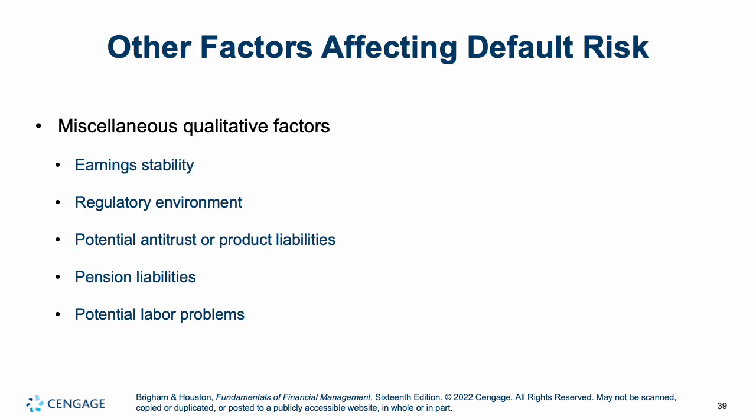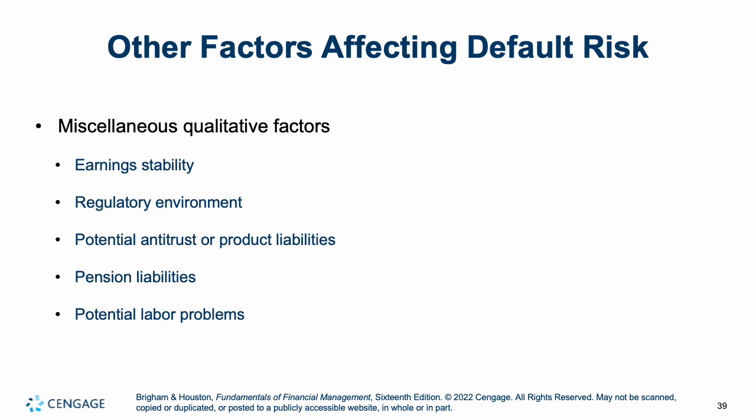Other factors affecting default risk, miscellaneous factors such as how stable are a company's earnings. Does the company make stable, large earnings every year? So are they Apple? Are they super highly profitable and they're going to make billions every year in profits from their products, and you can pretty much guarantee that Apple's going to have a good year on top of a good year. Some might be better than others, but their earnings are very stable.